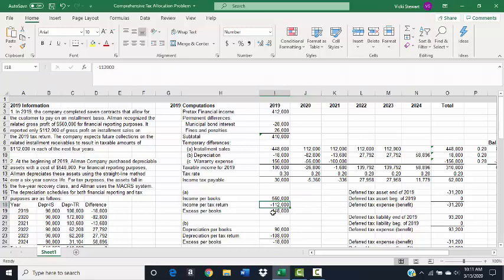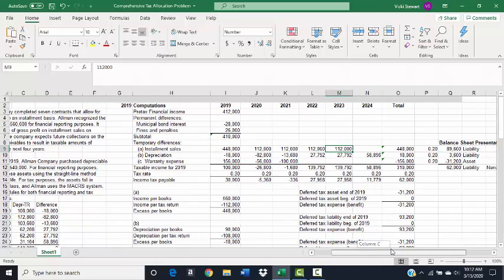tax return. So what we're going to be dealing with is this difference, the excess revenue that we reported on our books, but we cannot include in the tax return. So that would be a subtraction because we included the $448,000 to get to pre-tax financial income, and it would not be included on the tax return. Now, we expect to collect that amount evenly over the next 4 years, so those are going to be reversed in those years.